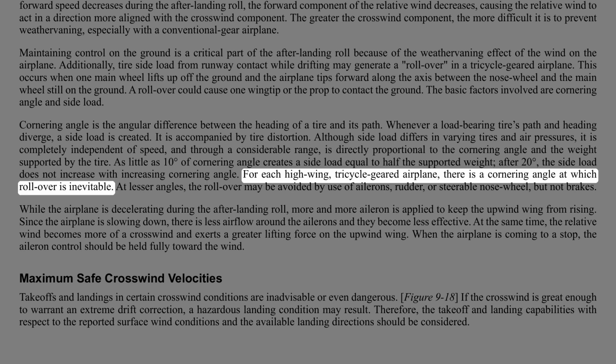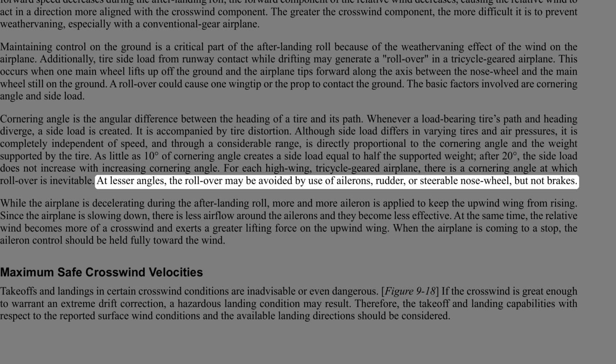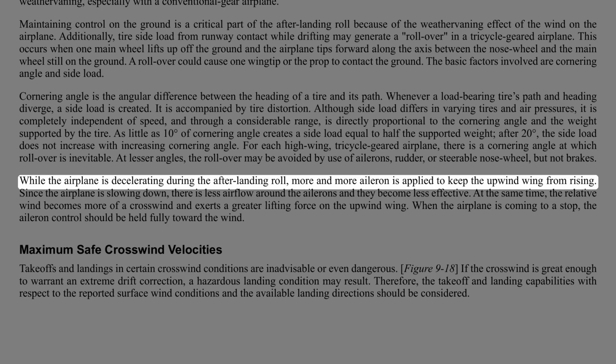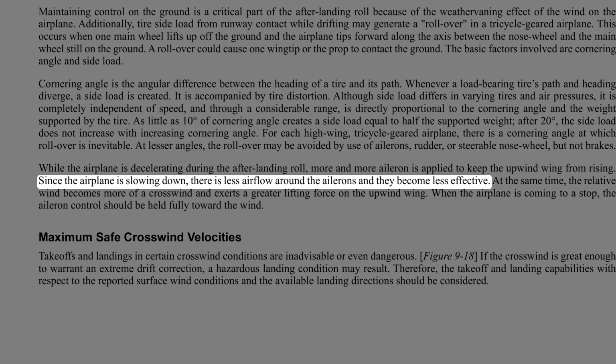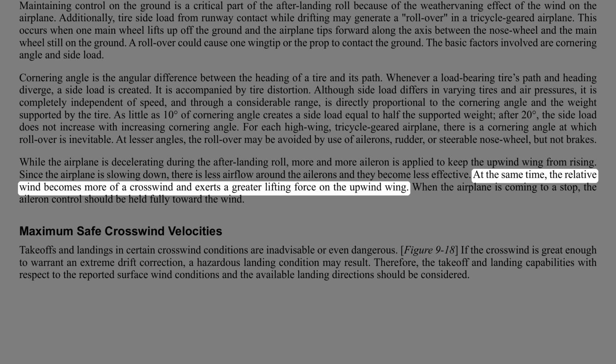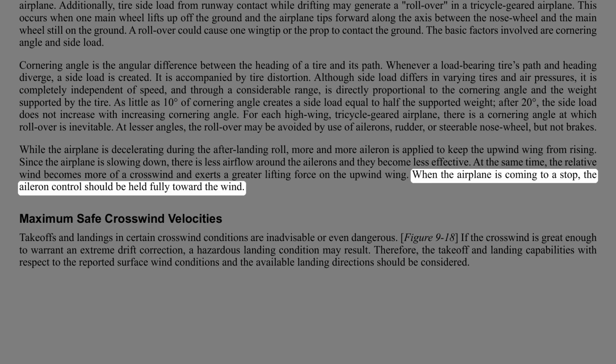For each high-wing, tricycle-geared airplane, there is a cornering angle at which rollover is inevitable. At lesser angles, the rollover may be avoided by use of ailerons, rudder, or steerable nosewheel, but not brakes. While the airplane is decelerating during the after-landing roll, more and more aileron is applied to keep the upwind wing from rising. Since the airplane is slowing down, there is less airflow around the ailerons and they become less effective. At the same time, the relative wind becomes more of a crosswind and exerts a greater lifting force on the upwind wing. When the airplane is coming to a stop, the aileron control should be held fully toward the wind.